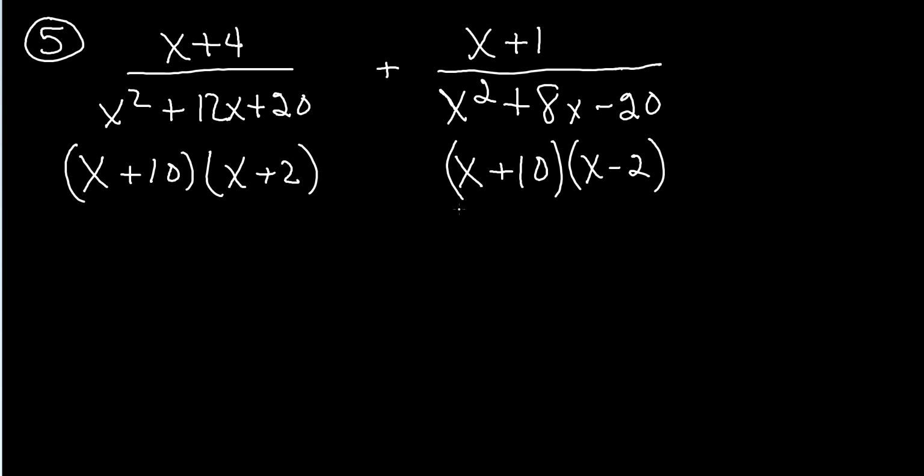Now we want to work on getting our denominators the same, so it looks like on the left side here I have to multiply top and bottom by x minus 2. I'll just throw it in over here, x minus 2. That makes my denominator the same as this one once I multiply this side by x plus 2.